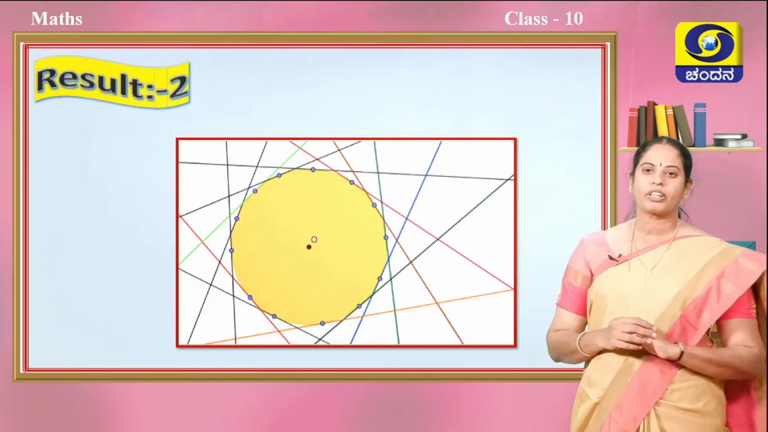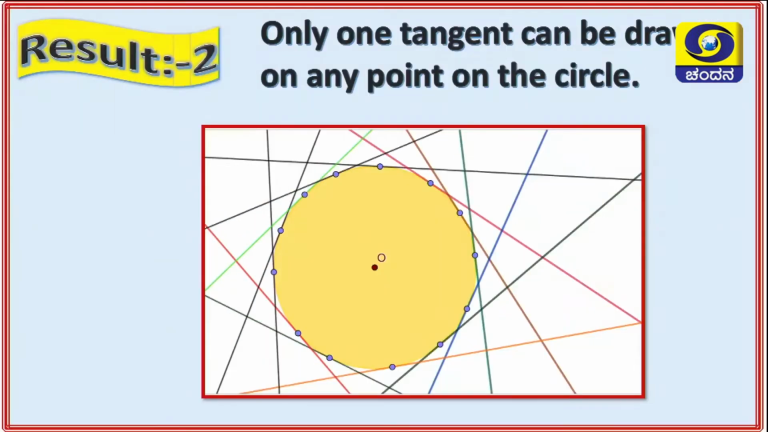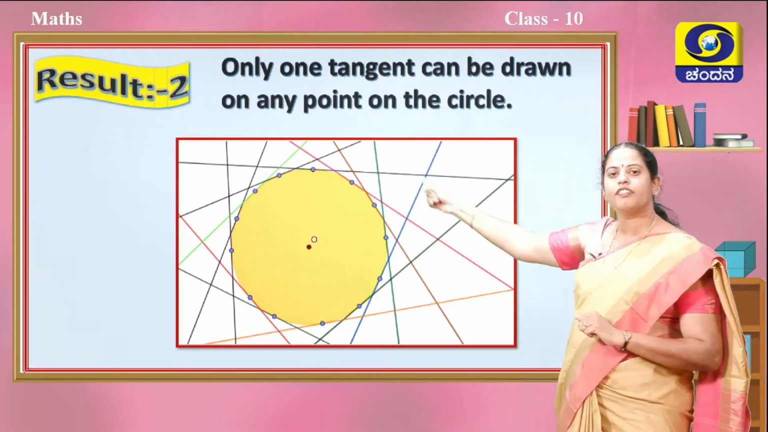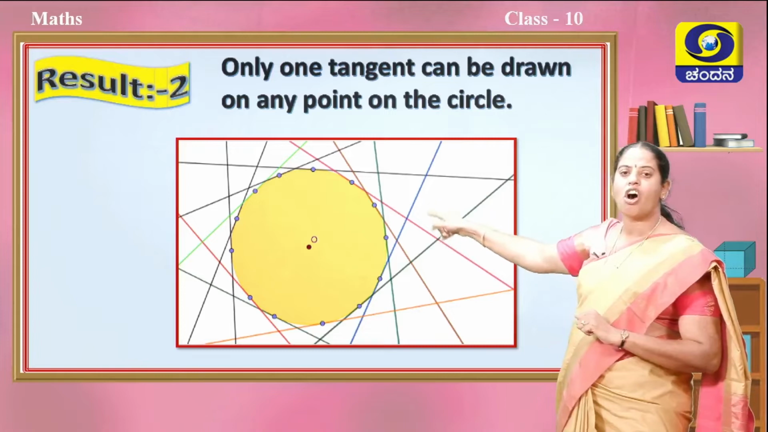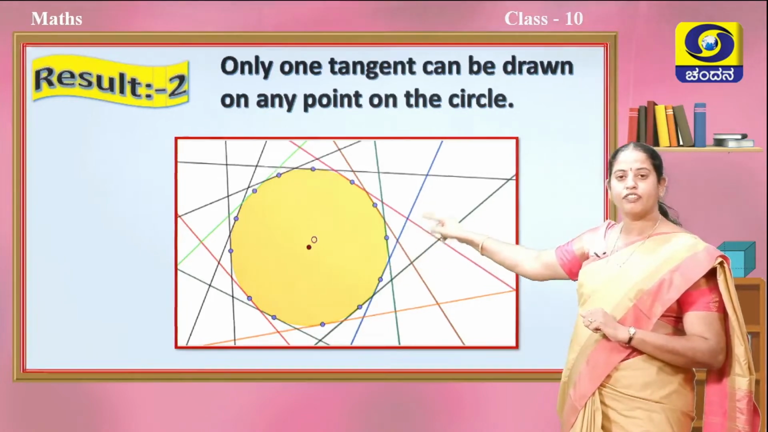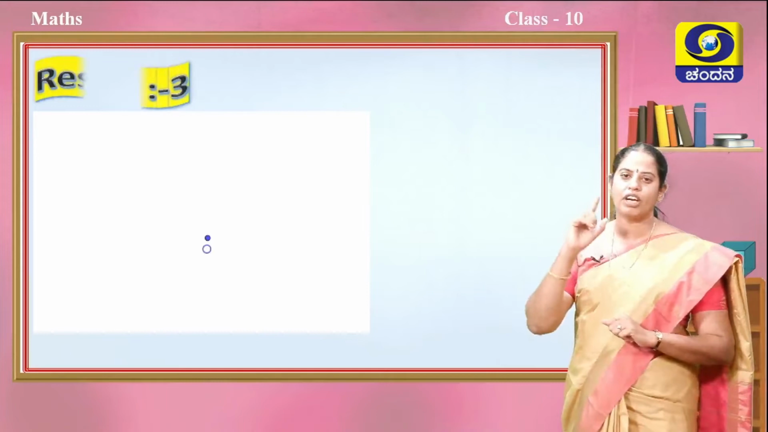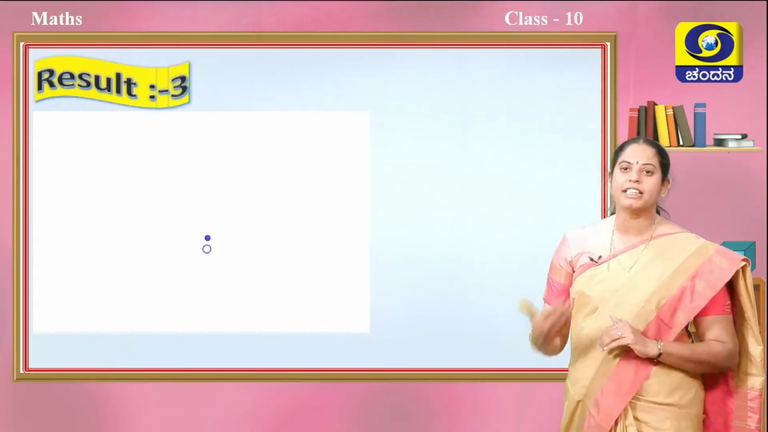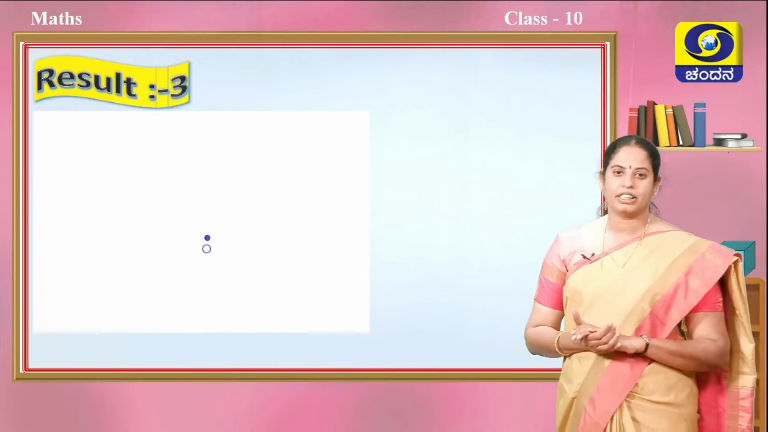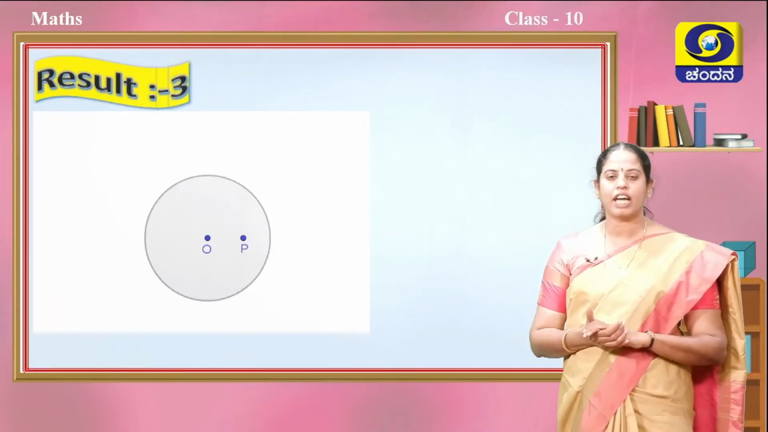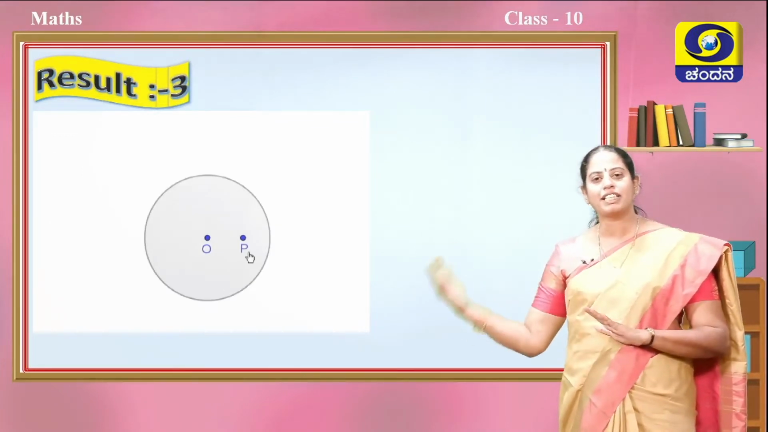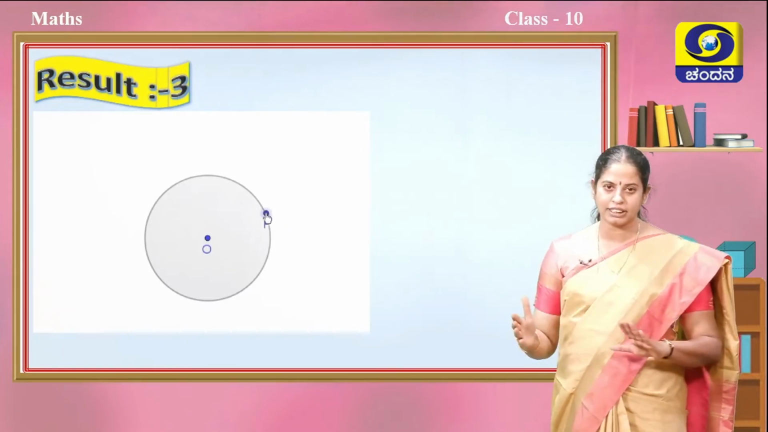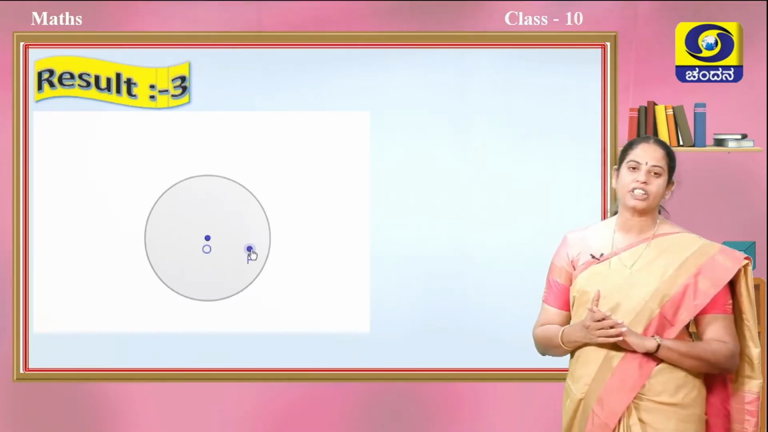Yes, observe, only 1 tangent can be drawn at any point on the circle, but a circle has n number of points. So, we can draw an infinite number of tangents on the circle, but at a point we can draw only 1 tangent. What is the next case we have given? That is, we have to draw a tangent from outside the circle. Inside the circle, no tangents. Yes, inside the circle we can't draw a tangent.